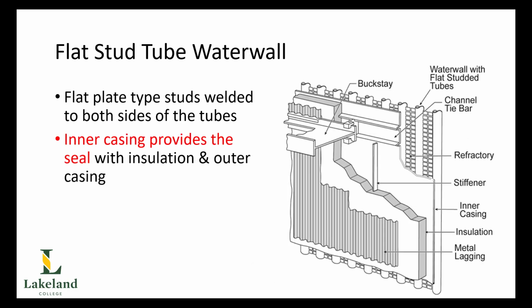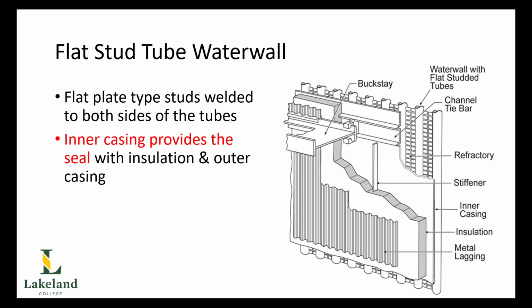Then the last one to mention here is our flat stud tube wall. Don't confuse this one with the fully studded wall. Different application. The fully studded one had pins or studs on the tubes for the attachment of refractory. The flat stud tube wall refers to how the tubes are connected. And you can see with the diagram here in figure 8 that these tubes are more widely spaced apart and the studs are in between them.